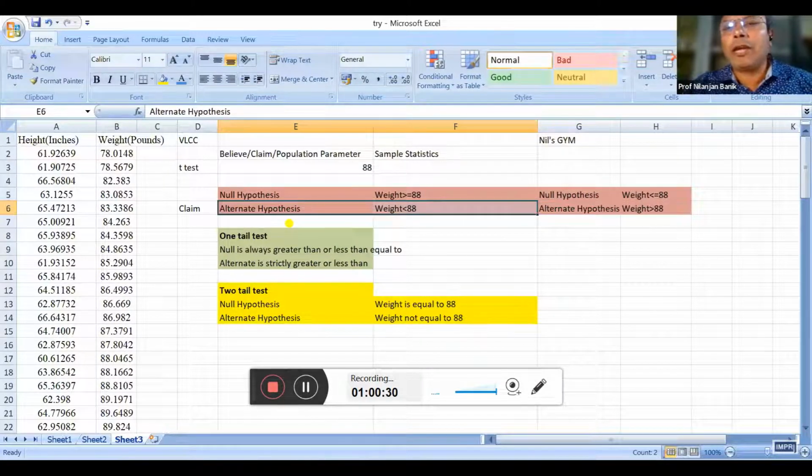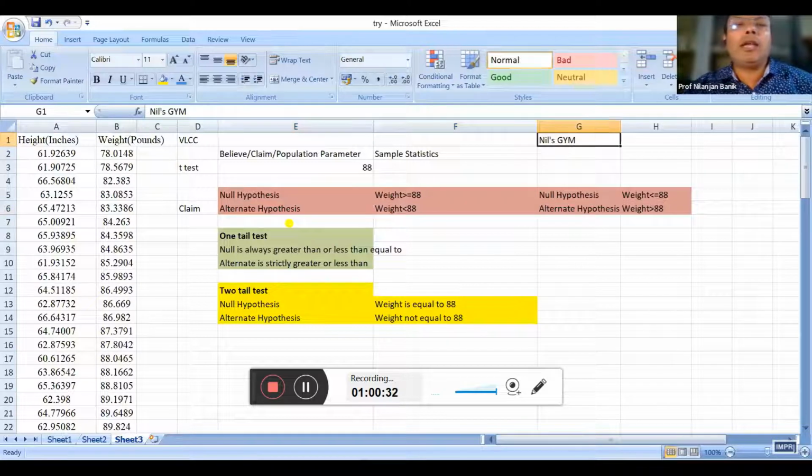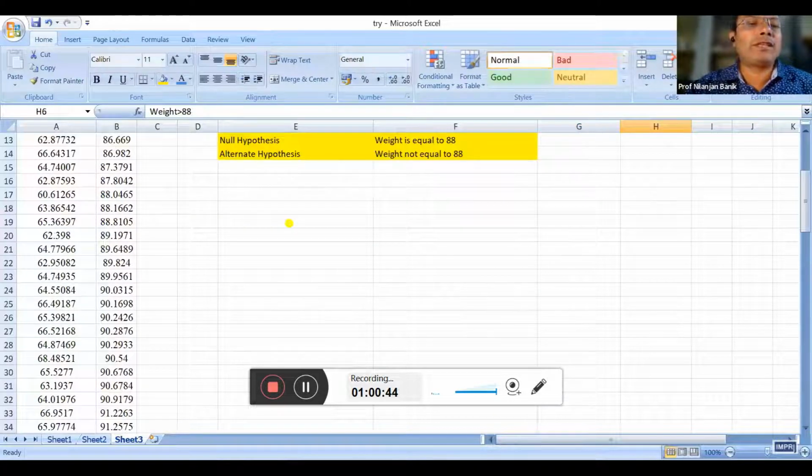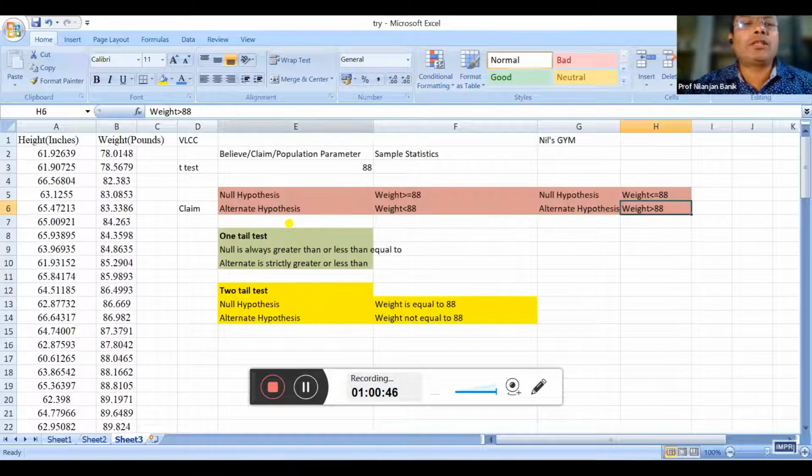Okay, so for me, I have opened my own gym and I'm competing with VLCC. I want VLCC to be not correct, so my alternate is VLCC is not doing a great job. Now let's try to see, going by this example, whose claim is correct. Okay, is that clear, Yogesh? Yeah. So now you have understood.